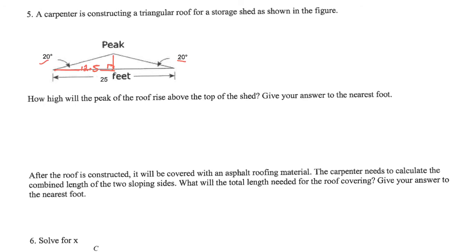And once I know that, well, I have an angle here. Remember SOHCAHTOA, sine, cosine, tangent. That's what you're using here. SOHCAHTOA will work here because I know an angle and a side. When you've got an angle and a side, SOHCAHTOA will allow you to find any of the other sides. The question is, how high will the peak be? So we're looking for this height here, that blue line.